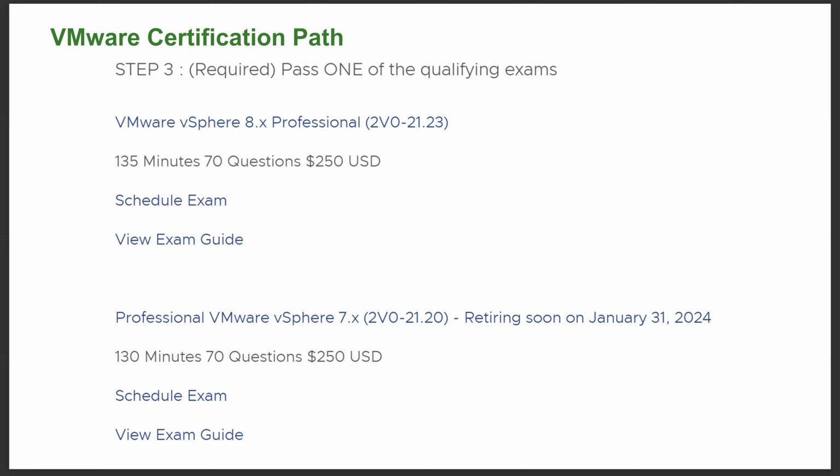So the version 8 certification is the 2V0-21.23. VMware labels their certification based on the year. So the .23 is the year 2023, and the 20 here is 2020, the year when the certification was first introduced.